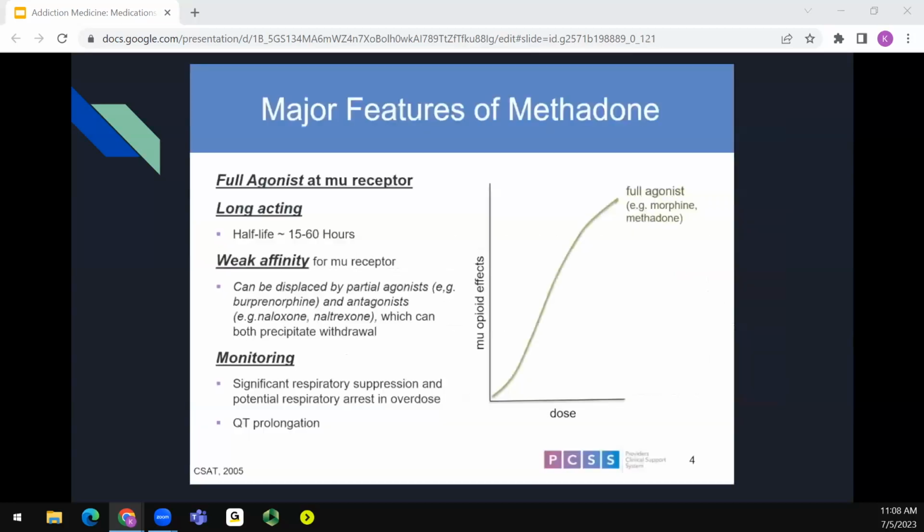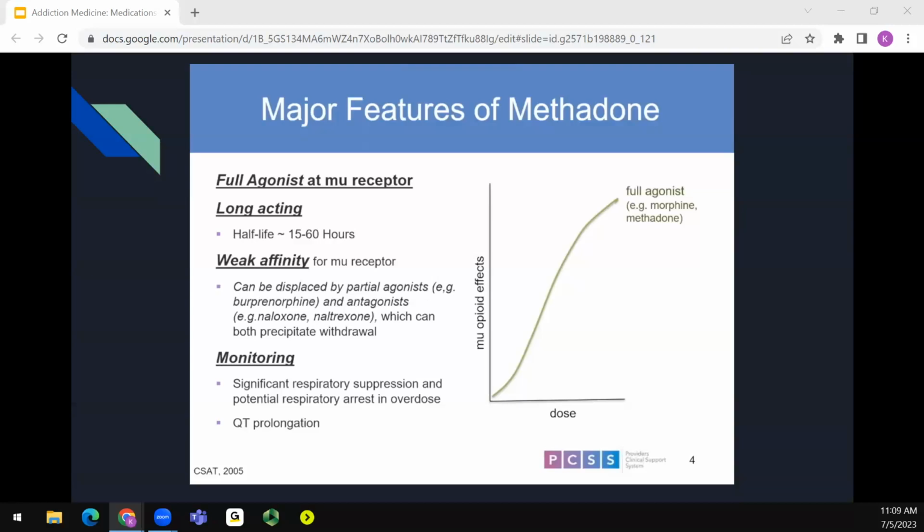go over the pharmacology. So as I said, it's a full agonist at the mu receptor, long-acting, with a half-life of about 15 to 60 hours, and it has the potential for significant respiratory suppression and potential arrest in overdose when it's not used as prescribed. And as for QT prolongation, there was one paper that states that at a dose of 75 milligrams of methadone, the average QT prolongation was 9 milliseconds with a standard deviation of 39.